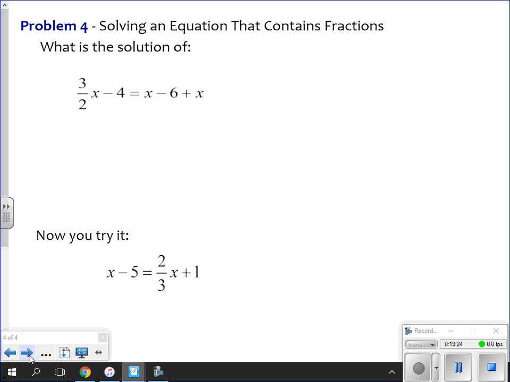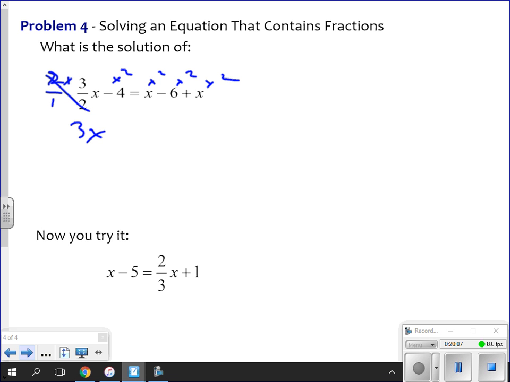Multiply everything, and I mean everything, by the denominator. What's my denominator? 2. So I multiply everything times 2. Everything gets multiplied times 2. And here's what happens. When I take 2, which I'll make 2 over 1, times 3/2, my 2's cancel and I get 3x. No more fraction.